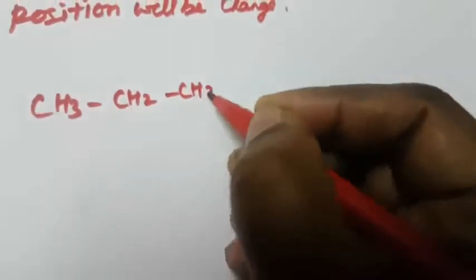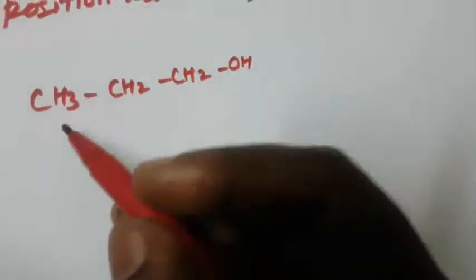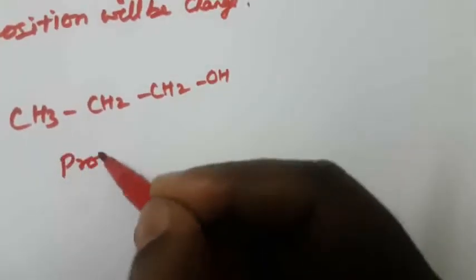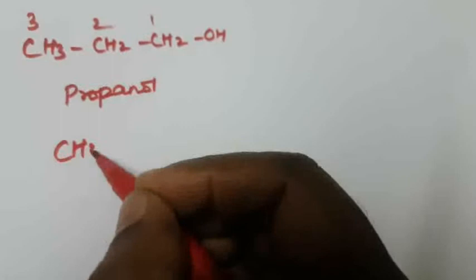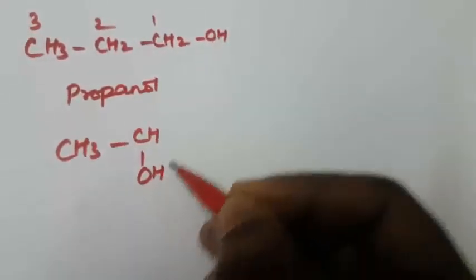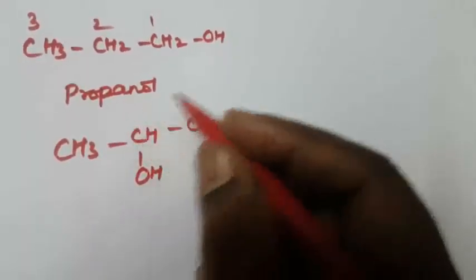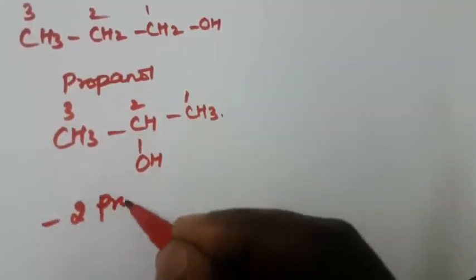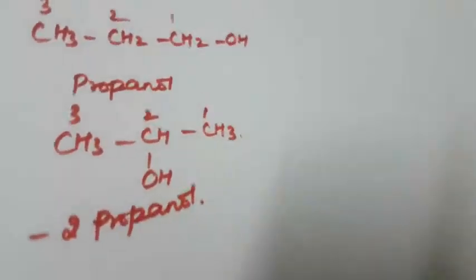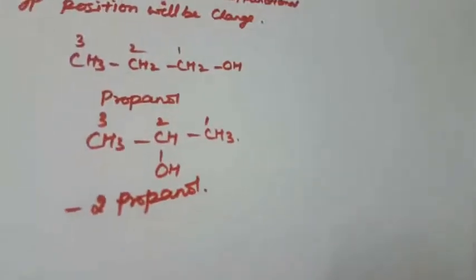I am writing one simple example. CH3 CH2 CH2OH. What is the compound name? That is propanol. This is 1-propanol, 1, 2, 3. So that is 1-propanol. Again I am writing the same compound, OH CH3. What is this compound name? 1, 2, 3. That is 2-propanol. 1-propanol, 2-propanol. So this is one simple example, you can write it in your book.